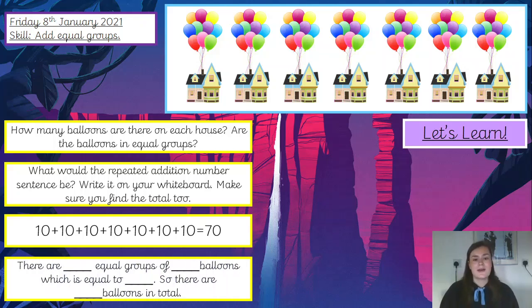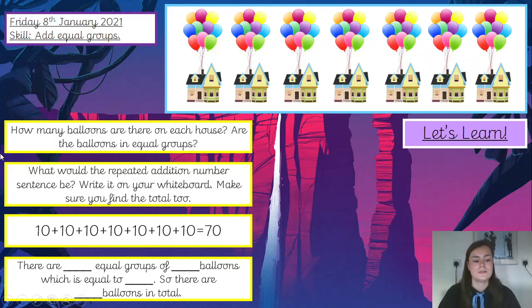So again, can you have a go at completing this sentence and writing it into your book? So there are blank equal groups of blank balloons, which is equal to blank. So there are blank balloons in total. Pause the video and then we'll go through this one together.